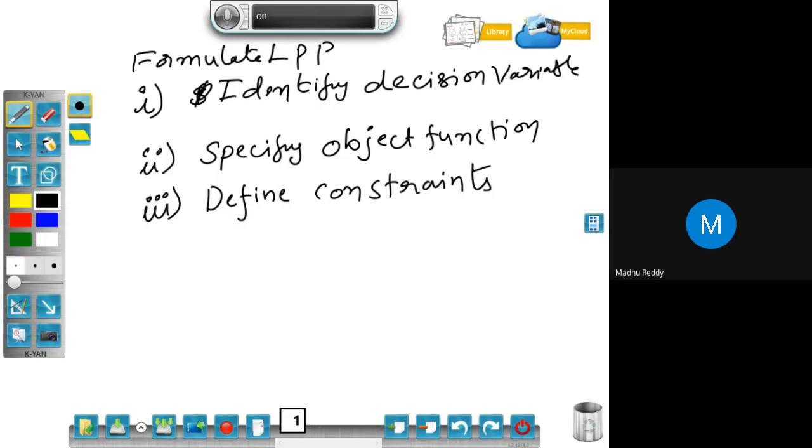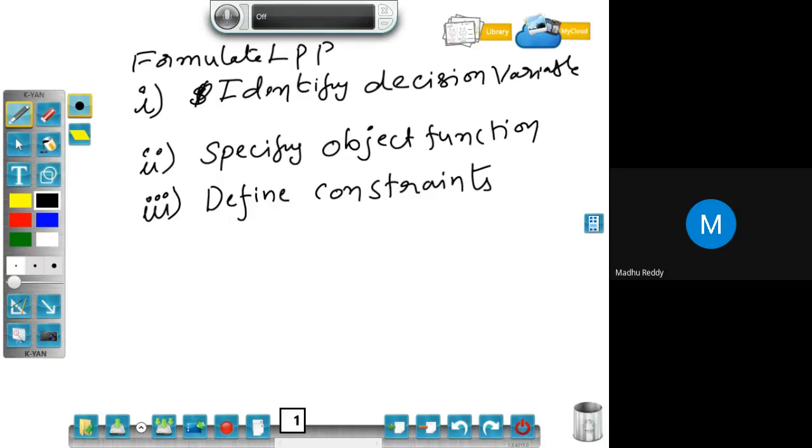Whenever we write a problem given in sentence format into the LPP format, we are going to develop the linear equation format. So any problem given in the form of sentences, to formulate it into the LPP, we must follow these 3 steps.